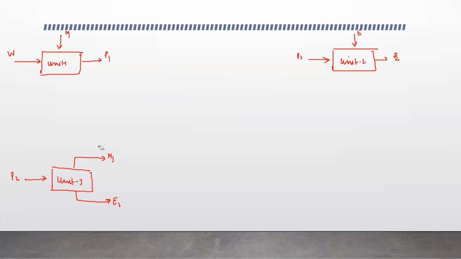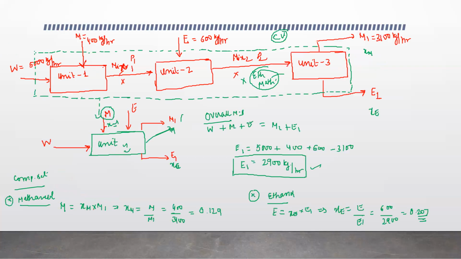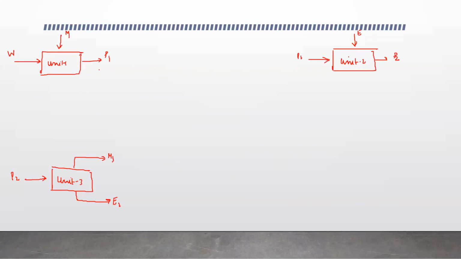So once we have drawn the block diagrams, let's give more information. We know W and M. W is pure water, M is pure methanol. But P1 is a mixture of methanol and water. So let's call it XM1, because it's the mole fraction of methanol. Then P1 again over here, I'll have XM1.